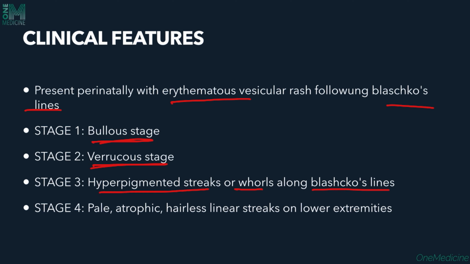So if you are diagnosing incontinentia pigmenti, you should keep in mind that these lesions follow Blaschko's lines. And in stage 4, there are pale, atrophic, hairless linear streaks on the lower extremities. So it is bullous, then verrucous, then hyperpigmented streaks or whorls, then pale, atrophic, hairless linear streaks. Okay, those are the stages in which it evolves.